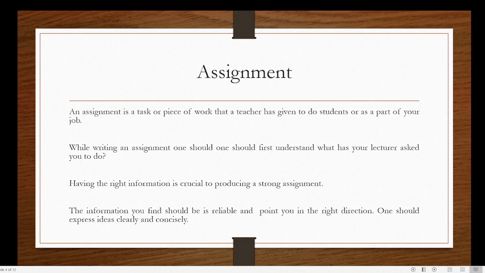Now we go to the second part, that is the assignment. You know what an assignment is. For example, today I am giving you an assignment: prepare an assignment on the amphibian diversity of Kottayam. What do you people do? You will immediately go home and search Google for amphibian diversity of Kottayam, and you will get a lot of information.